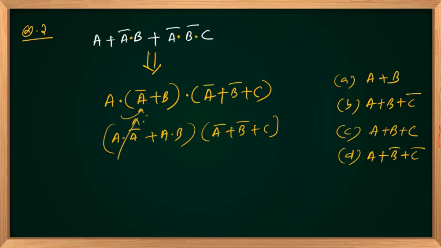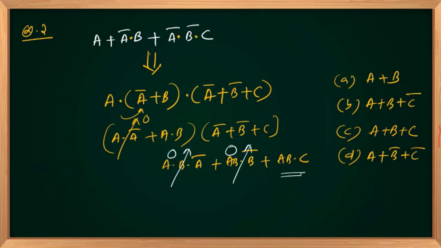So this will be 0. So we'll get AB·A' + AB·B' + AB·C. Again, we know that A·A' will be 0, B·B' will be 0. So I will end up with ABC. Then take the dual again. You will get the simplified expression here. Dual of ABC is A + B + C. Right? The duality principle will help you.